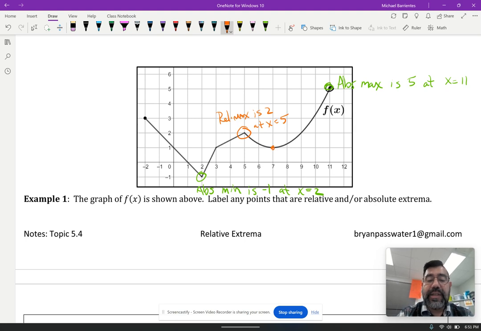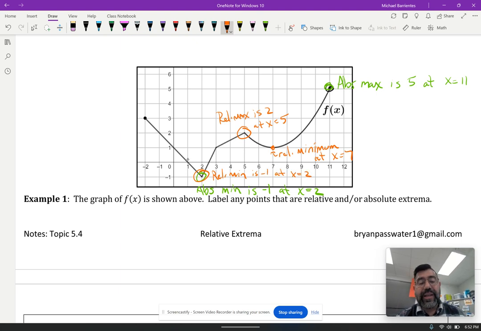I notice that there's a relative min here. So there's a relative minimum at x equals 7. Anything else? Is there any other point where the graph stops going in one direction and starts to go in another direction? Oh, right here. This is also a relative min, -1 at x equals 2.